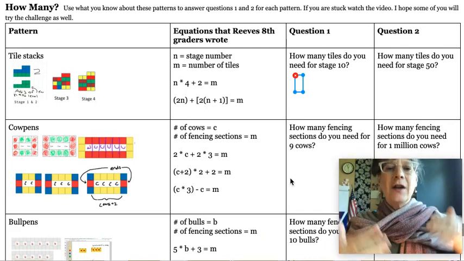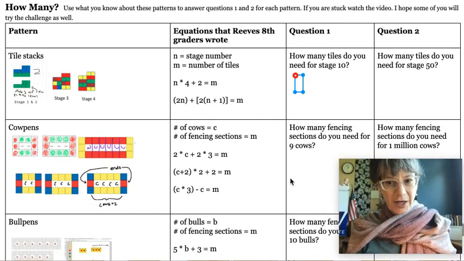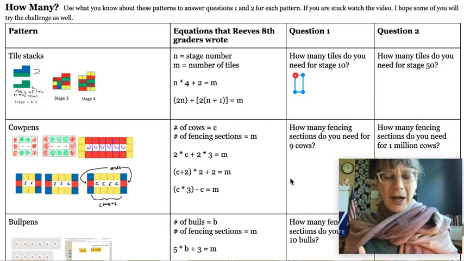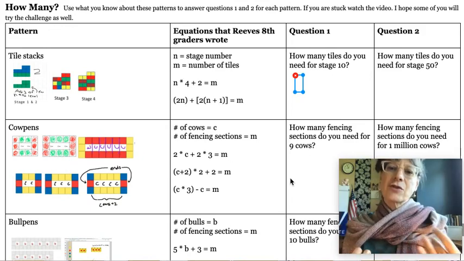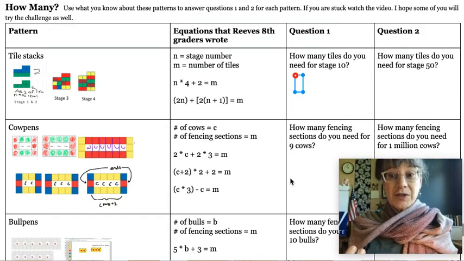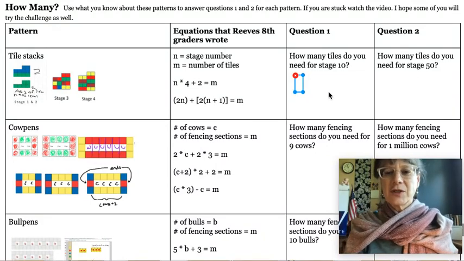This assignment is called How Many? These are all patterns you've seen before. Every equation on this page is an equation written by a Reeves eighth grader. And I'm asking you to use what you know about the patterns in order to say how many either tiles or fencing sections you'd need for the patterns for a much larger size. Now, the first one says, how many tiles do you need for stage 10?